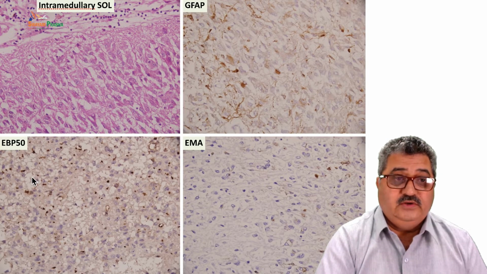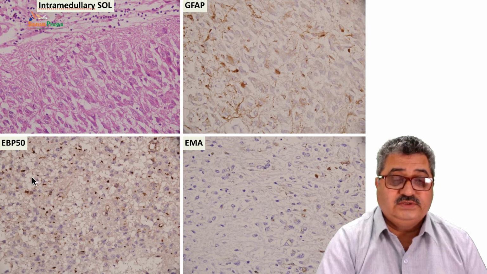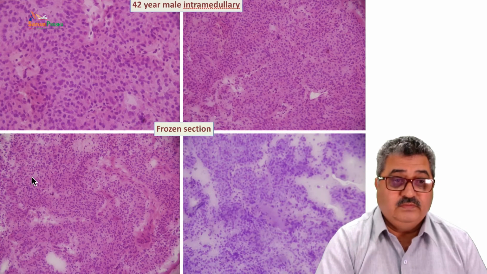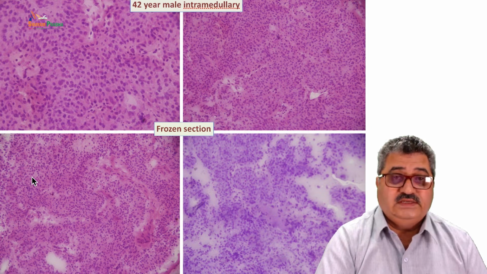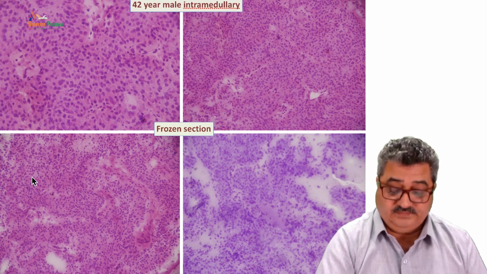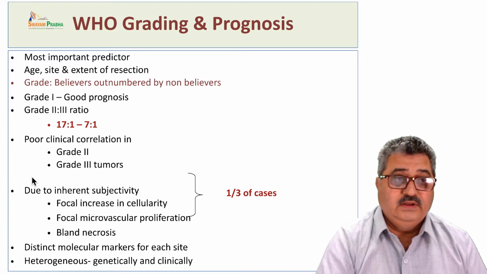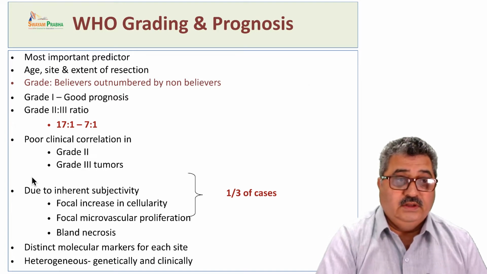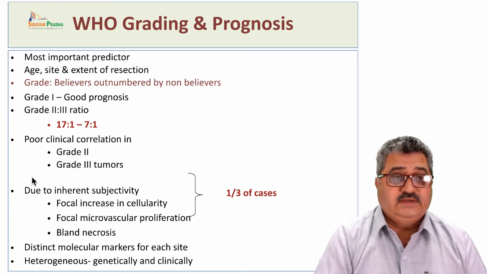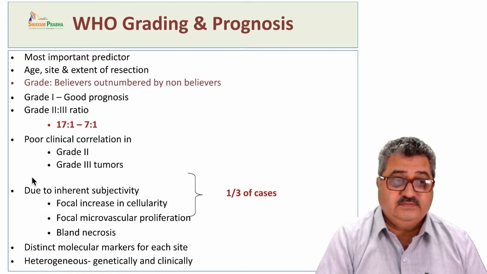The intramedullary tumors, as I told, especially in the frozen section, when they look like astrocytic tumors, can be misdiagnosed. In the frozen section, sometimes they are very cellular, and one is likely to misdiagnose these as other tumors. Now, the most important prognostic factors are age, site, and extent of resection.